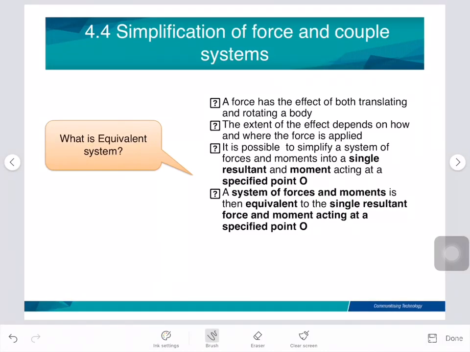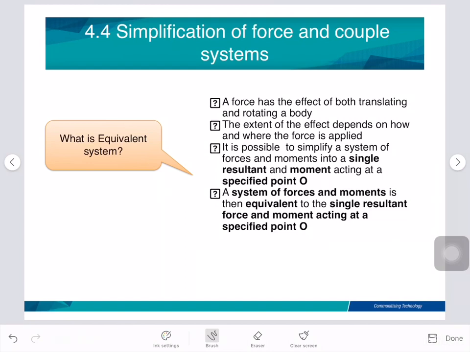Today we continue our new topic on simplification of force and couple system. The objective of the lecture today: number 1, you should be able to understand what is a single resultant. Number 2, you should be able to understand what is the moment resultant. And number 3, you should be able to solve problems by using a system of force and moment.